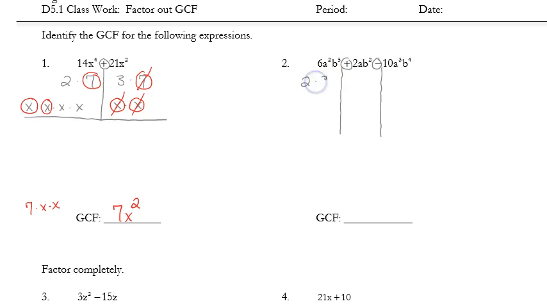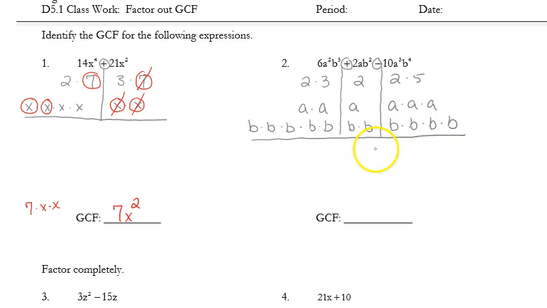6 down to primes is 2 times 3. A squared is a times a. And b to the 5th is b times b times b times b times b. All of this multiplied together gets me back here. Coefficient, only one a, and I have b times b for b squared. 10 is 2 times 5. A to the 3rd is a times a times a, and b to the 4th is b times b times b times b. If we can get those factor trees down correct, finding the GCF is a lot easier.